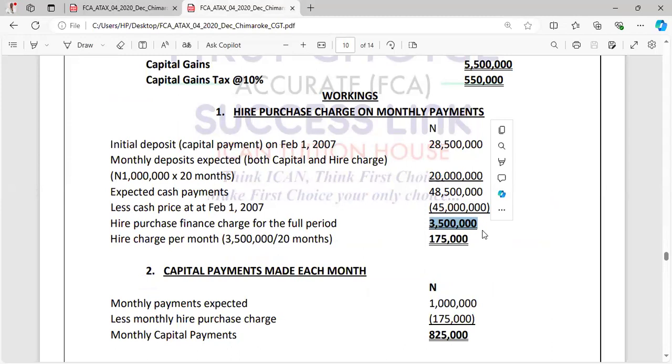And for how many months did we pay interest? We paid interest for 20 months. So this 3,500,000 represents the accumulated interest for 20 months. How much is one month's interest? One month's interest will be 3,500,000 divided by 20 months, giving us 175,000 interest per month. That is workings number one.